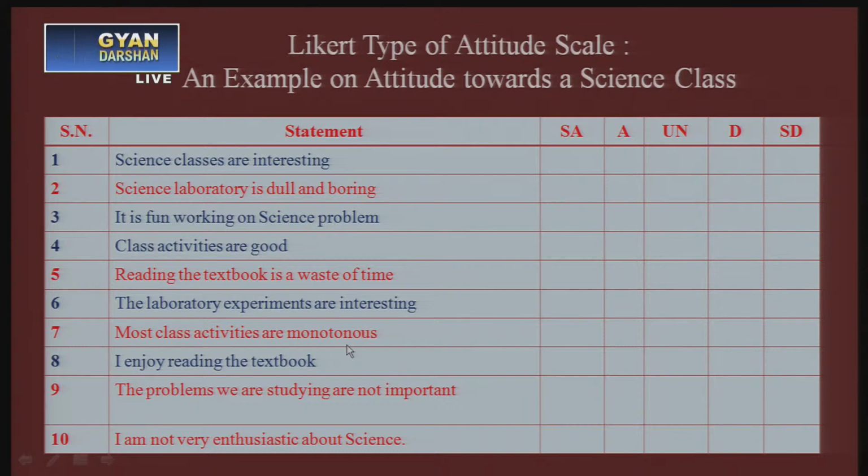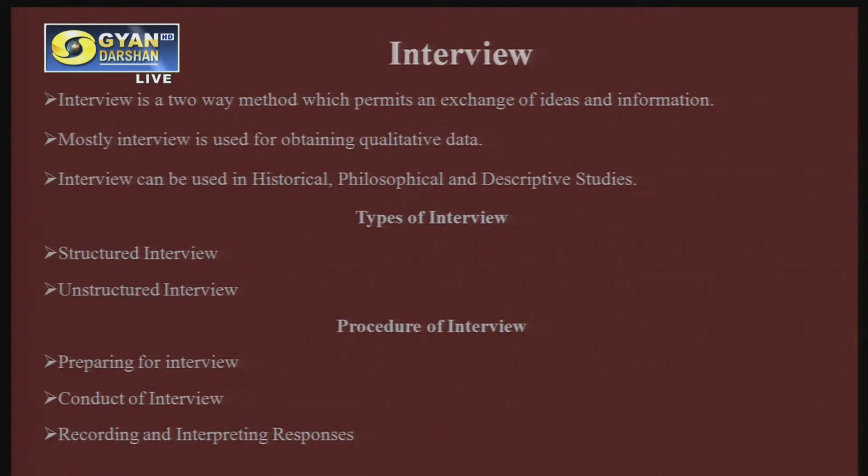For scoring the negative statement, the scoring pattern will be simply reversed. That means for strongly disagree, you have to provide the highest score. Just like for item number 2, if you start from strongly disagree, you have to give 5 score, then disagree 4, undecided 3, agree 2, and strongly agree 1. So accordingly, you can also score.